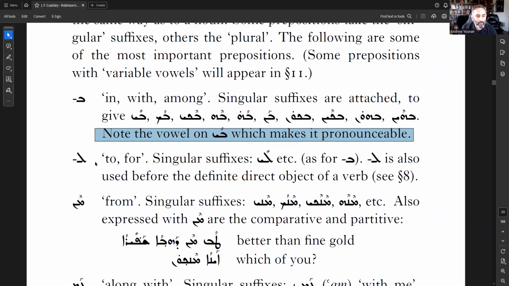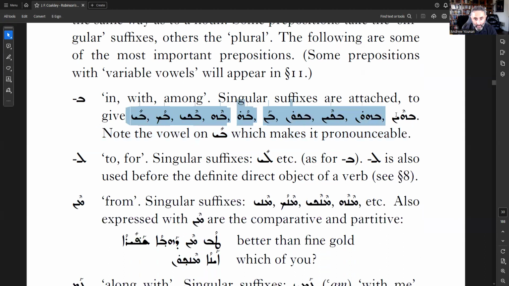Whatever. Okay. Lemeth, to or for, same thing: li, lach, lech, and so on. It is also used before the definite direct object of a verb. So lemeth, in addition to being the indirect object marker, also marks the direct object. So the king killed me: Melka qtal li. He killed me. It doesn't mean he killed to me, he killed me. So lemeth also means that.